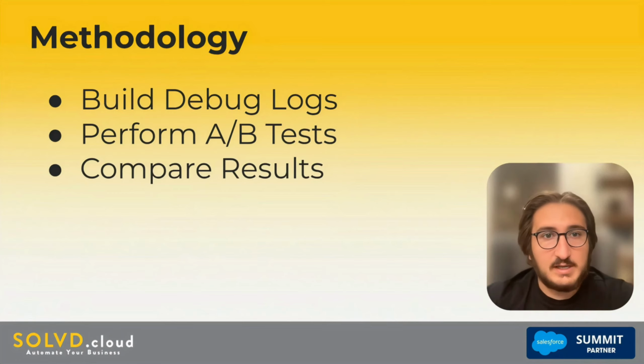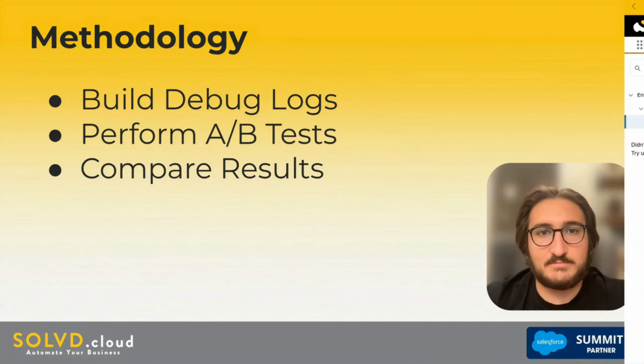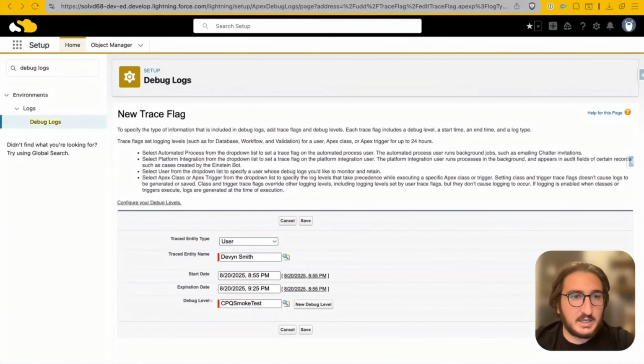And I'll show you a few examples of some debug logs that we've performed so you can see what I'm talking about. So I'm going to walk you through the steps, specifically right now the debug logs, then we'll move on to the A/B testing, and then I'll show you an example of the logs and how we can compare those. So the first thing would be debug logs, setting those up.